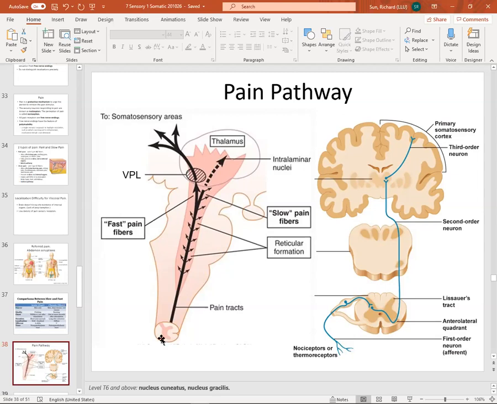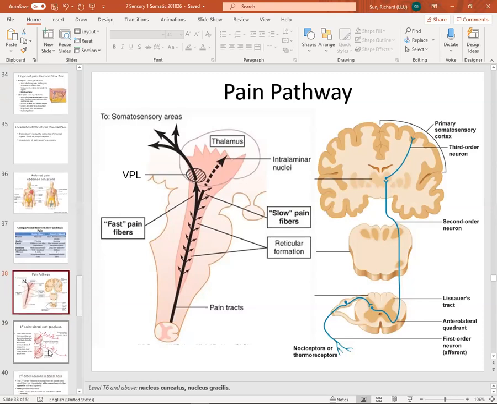And then A delta goes directly to the ventral posterior nucleus in the thalamus. The slow pain, the majority, stops here in the reticular formation of the brainstem. So that's that. So let's go look at that.